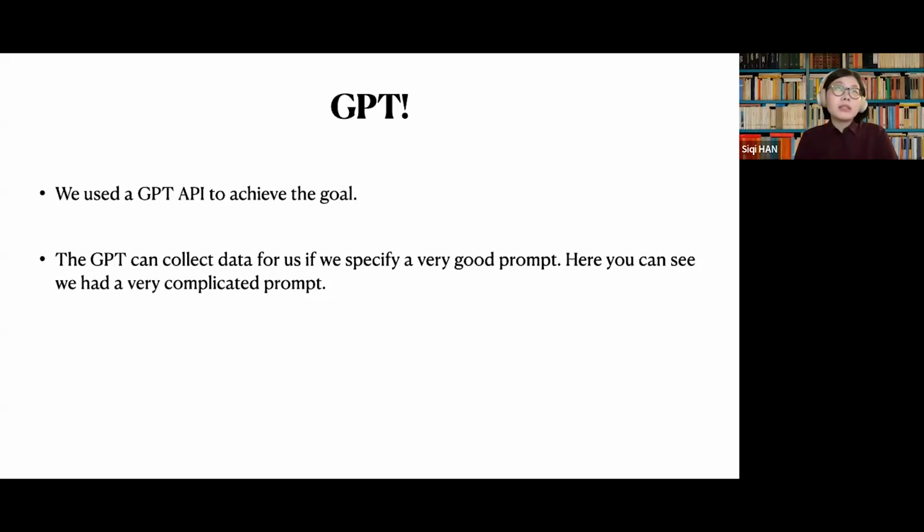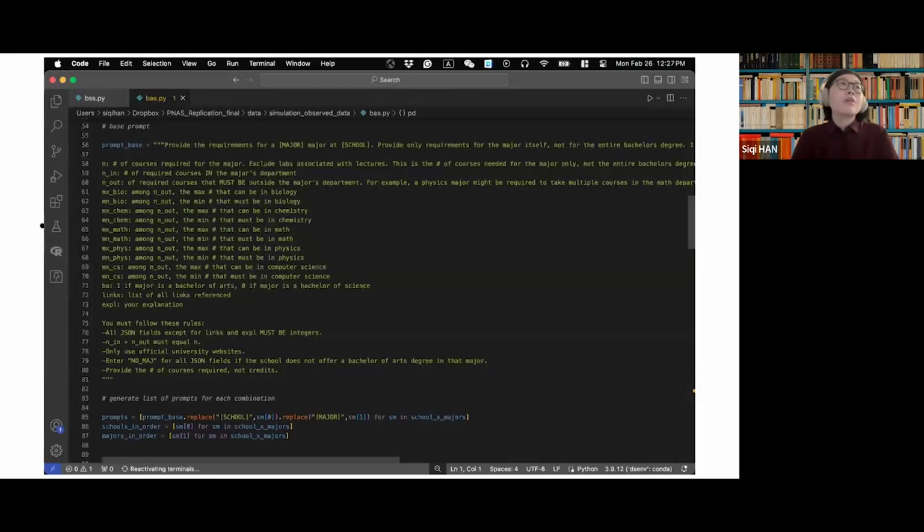So here you can see this is not an easy task, and we need to write a very long, complicated prompt to do it. So this is written by my co-author, Jack. He said, prompt-based, provide the requirements for a certain major at a certain school. So these 2 fields are going to be looped through all the majors that we collect, all the schools we collect, and provide only the requirements for the major itself, not the entire bachelor's degree, and so on.